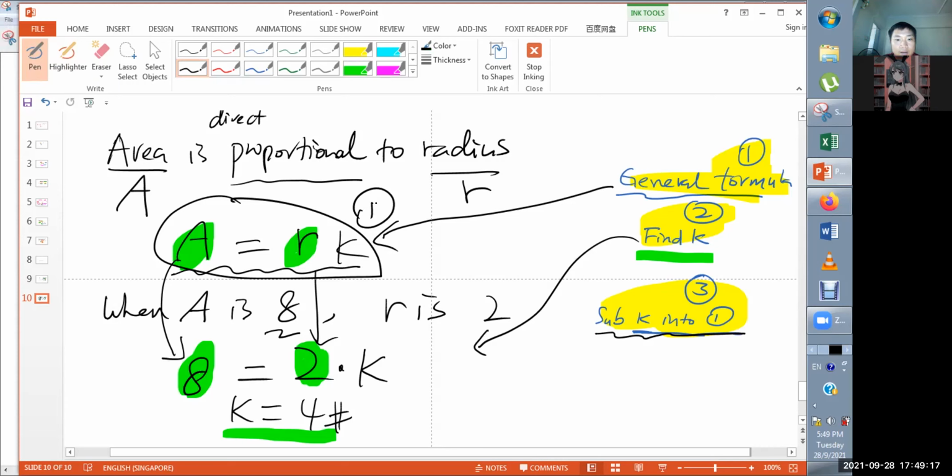So sub your K into 1. So K equals to what? K equals to 4. Sub means substitute. So 4. Done. That's it. So you know the procedure now? Yes. Good. So once you have this procedure, then that's how you can understand.